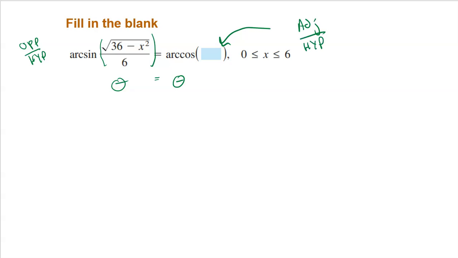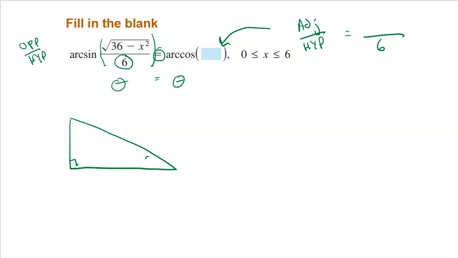So again, if these angles are the same, like it says they are with the equal sign, that means the hypotenuses are the same. So I actually already know half my answer. The denominator is going to be 6. Because if my hypotenuse is 6 according to the input for the sine, then that would be the same for the cosine. So the only thing I need to figure out is the adjacent side. So again, let's draw a picture. And I'm going to label this as my theta this time.